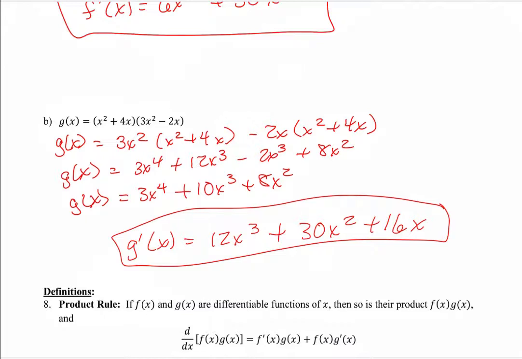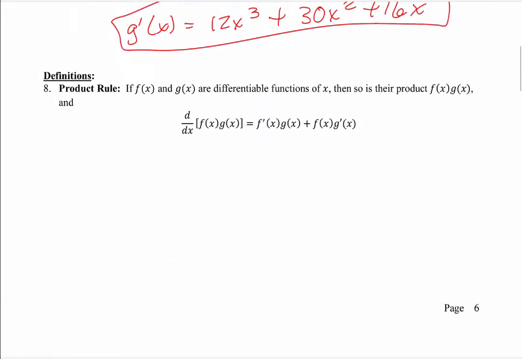So there's this rule called the product rule. And what the product rule says is that if I have two functions that are multiplied together, so if I have f times g, then the derivative is the derivative of the first times the second function plus the first function times the derivative of the second function.